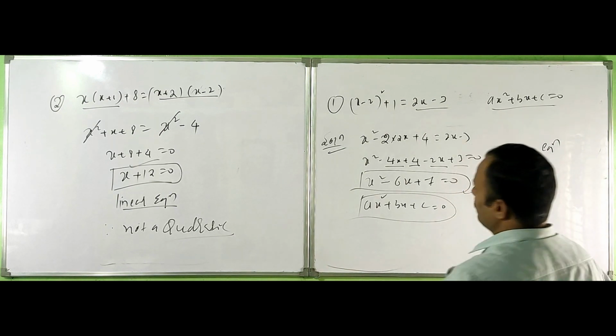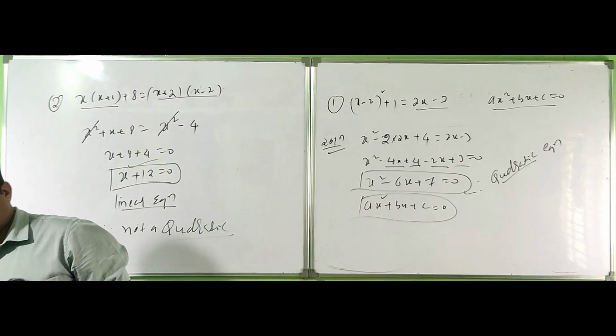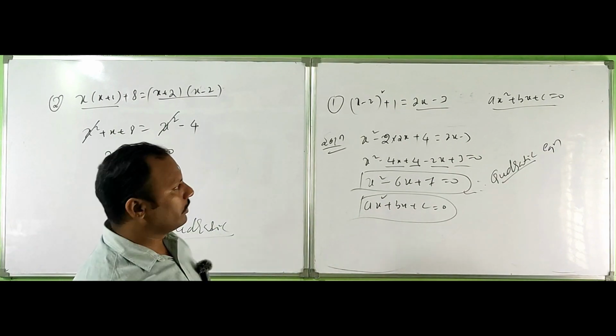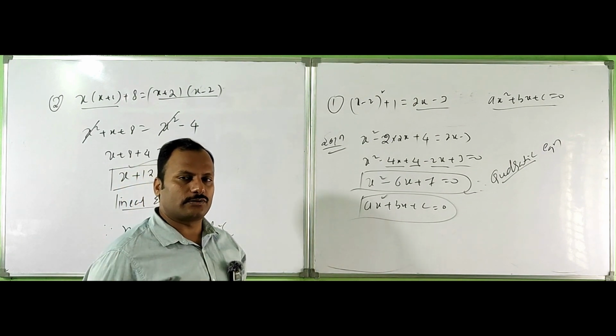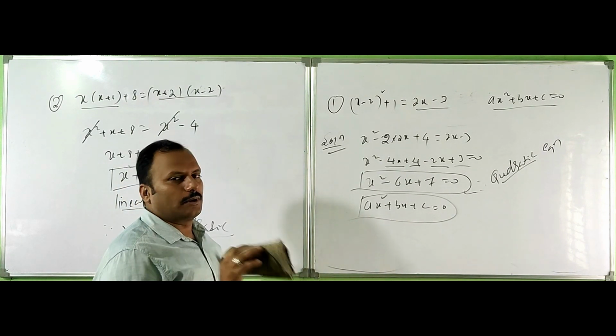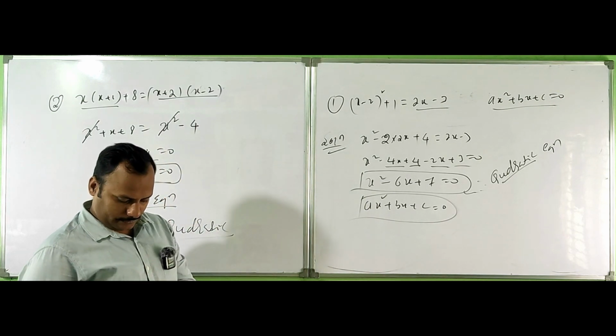Okay. So the form should be x square plus bx plus c is equal to 0. Whatever is given, any other powers should get cancelled. What remains should be x square plus x plus c. It should be in that form. Okay, let's check it.